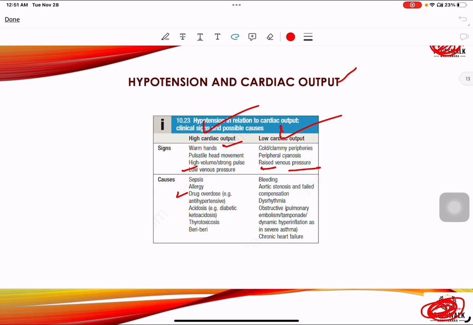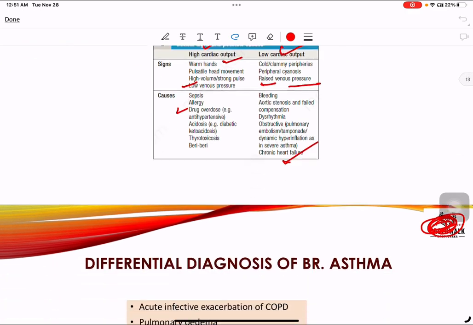On the other hand, bleeding, aortic stenosis, dysrhythmia, obstructive pulmonary disease, pulmonary embolism, cardiac tamponade, severe bronchial asthma, and chronic heart failure can lead to low output cardiac failure.